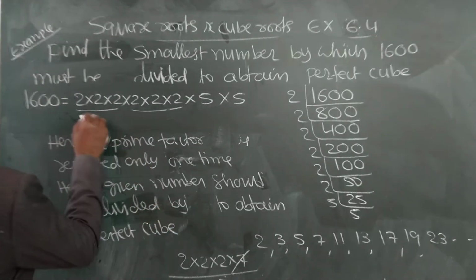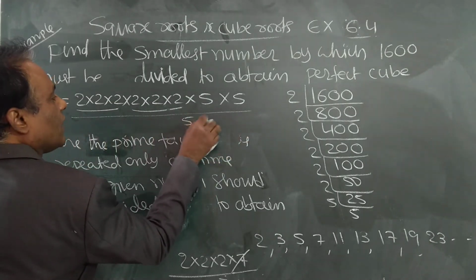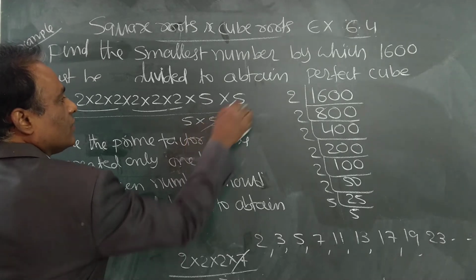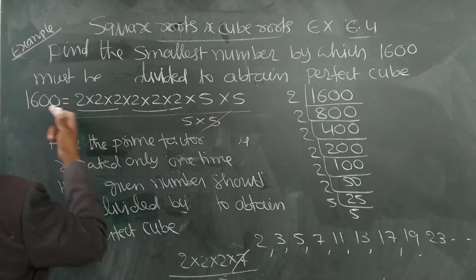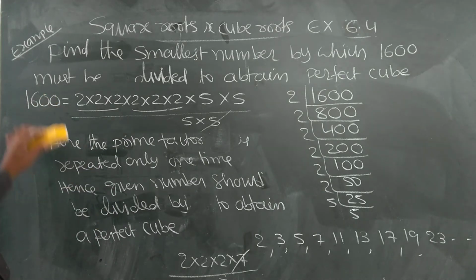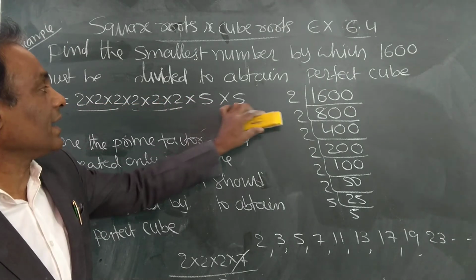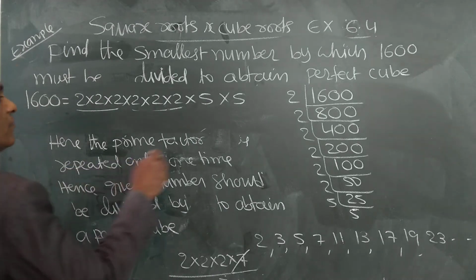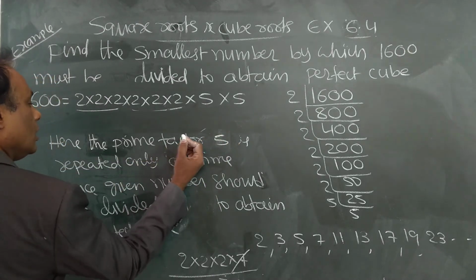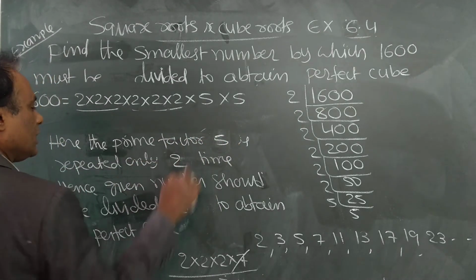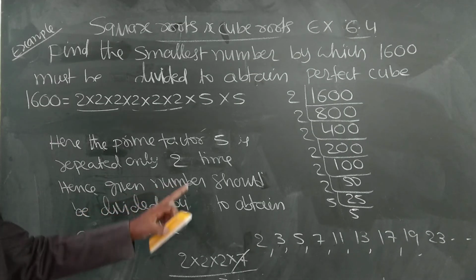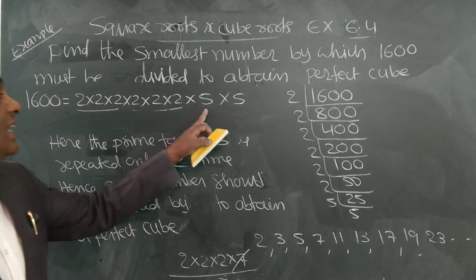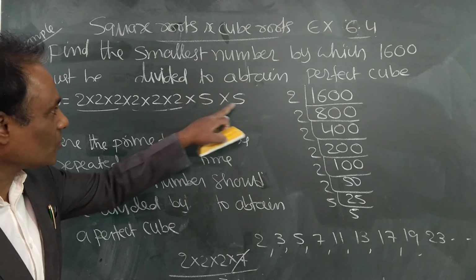So how to remove the 2 fives? Divide by 5 into 5 so that 5, 5 cancel. So the remaining part is a perfect cube. Here the question is not multiplied, it is divide. Here the prime factor 5 is repeated only 2 times, so it is not a perfect cube. To make it a perfect cube, the given number should be divided by, how to remove 2 fives?